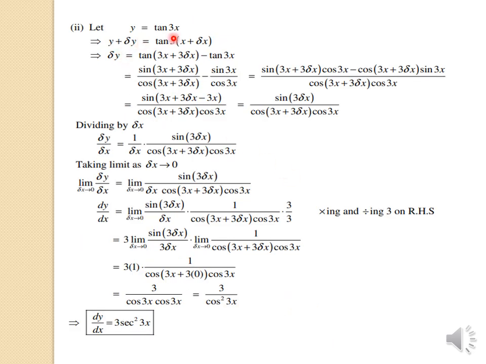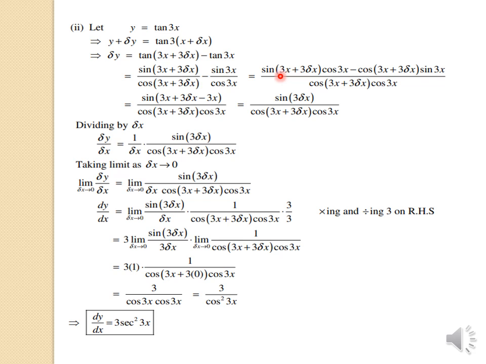Now student, question number 2, y equals tan 3x. In the first step we replace y by y plus delta y, and x by x plus delta x. Similarly, then we shift y to the other side, where the value of y is tan 3x. So we simply break tan into the ratio of sine upon cos, because tan equals sine upon cos. Here we break tan into sine upon cos form, and here we also break tan into sine upon cos form. So student, then we take the LCM. After taking the LCM and simplification, we will get this step.